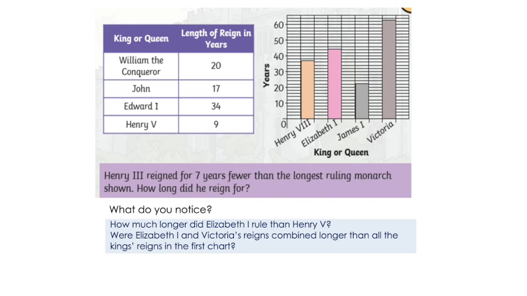Right, so the question here is: Henry III reigned for 7 years fewer than the longest ruling monarch shown. How long did he reign for? Okay, deceptively simple. Underneath it says, what do you notice? And I'm hoping that what you'll notice is that in order to answer any of these questions, you will have to compare the content of both graphs together. So the information is not in one of the graphs in isolation, but you have to look at both together.